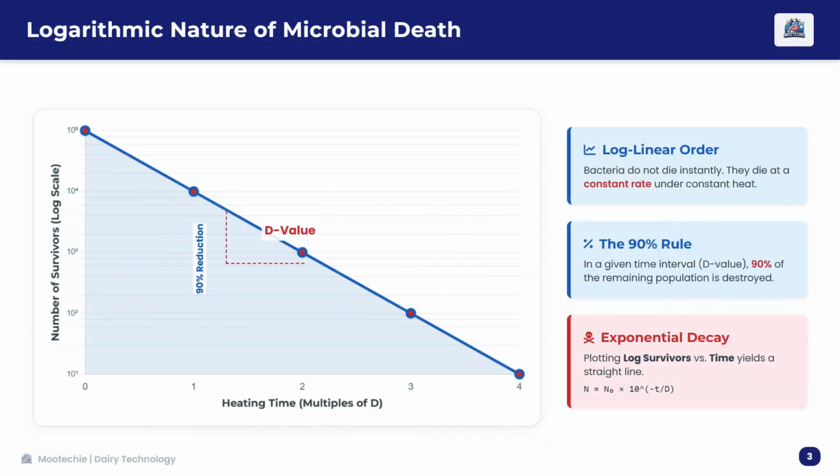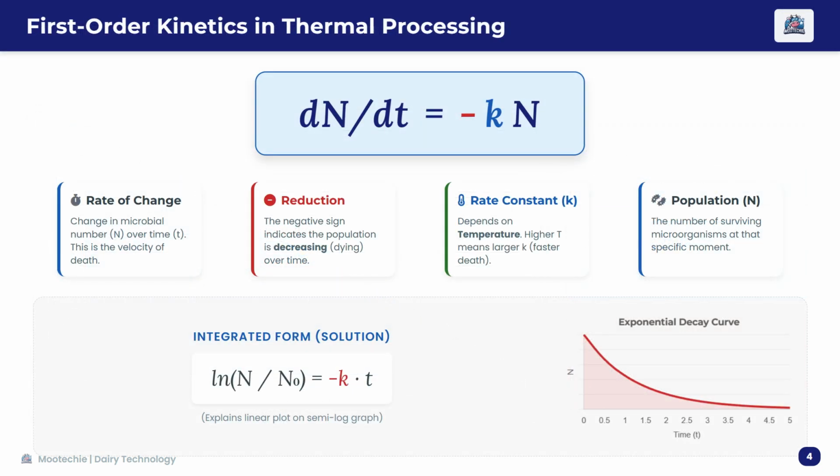Microbial death follows a logarithmic pattern. Bacteria do not die instantly. They die at a constant rate under constant heat exposure. This is called log linear order. The 90% rule states that in one D-value time, 90% of the remaining population is destroyed. When we plot log survivors versus time, we obtain a straight line. This indicates exponential decay. Mathematically, N is equal to N naught multiplied by 10 raised to the power minus t upon D.